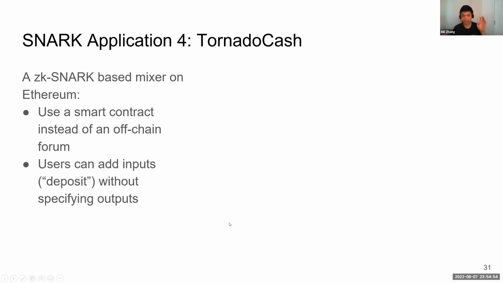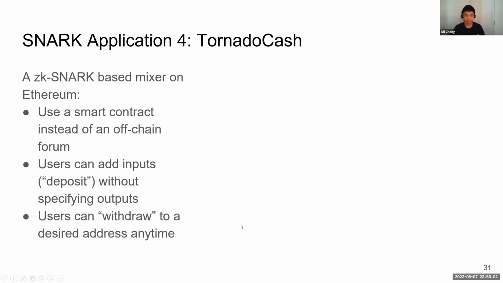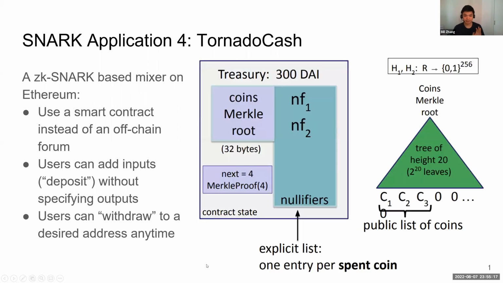So users can add inputs or deposits to the smart contract without specifying where that money needs to go on the other end. And then users can withdraw money from the smart contract without specifying what input it corresponded to, and withdraw it to any desired address at any time. The way the Tornado Cash system is set up, a very simple diagram over here, looks like this.